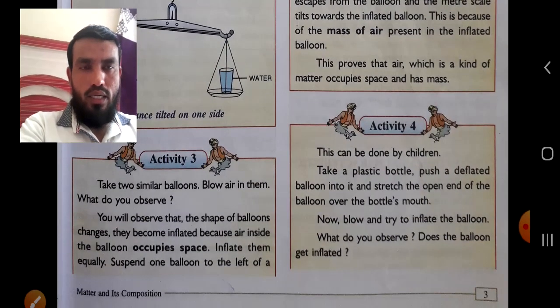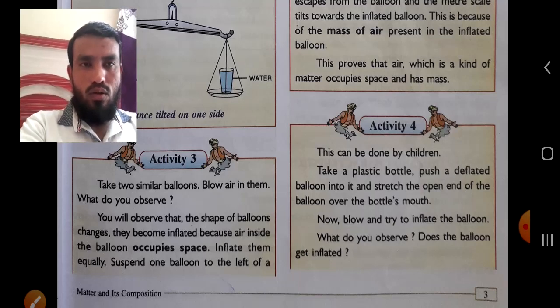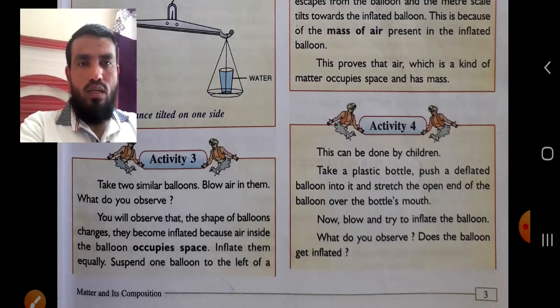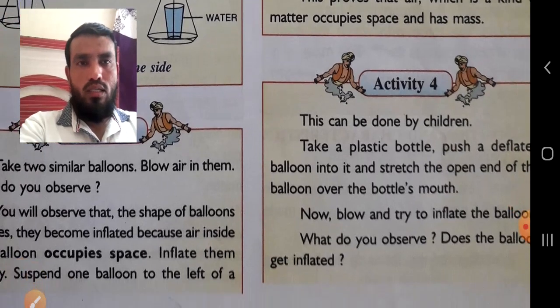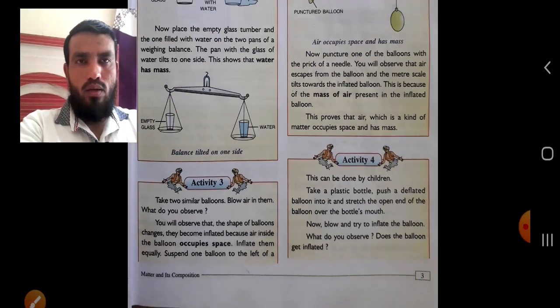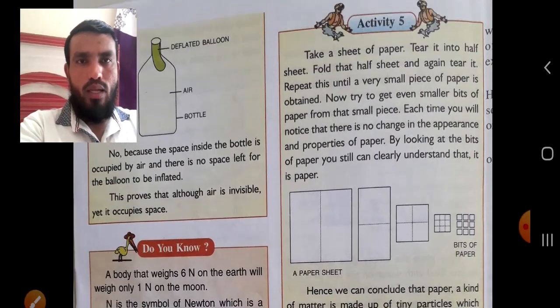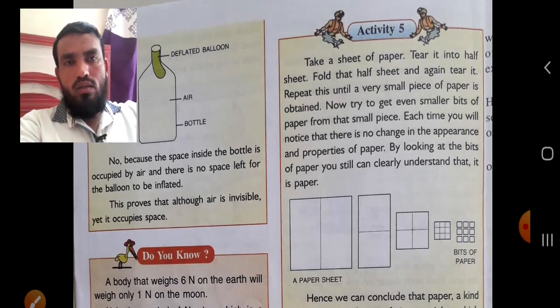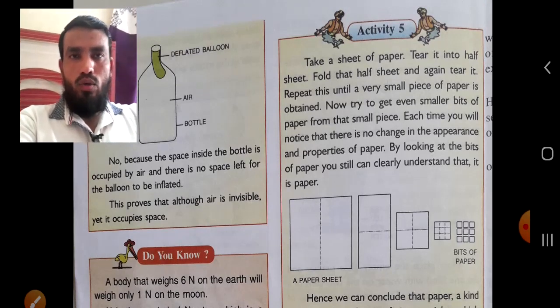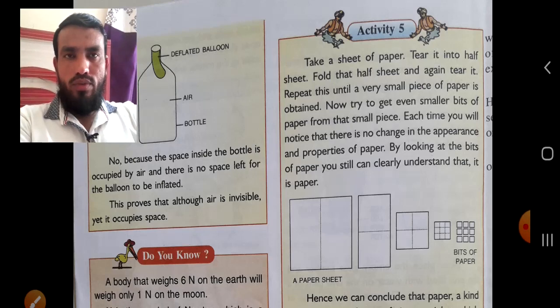In the next activity, this can be done by the children. In this activity we will also see the same thing, that gas occupies space. What you have to do is take one plastic bottle and put one balloon onto the mouth of the bottle. You can see this next diagram. In this, we have taken one bottle and fixed one deflated balloon on its mouth, and you can easily press the balloon.